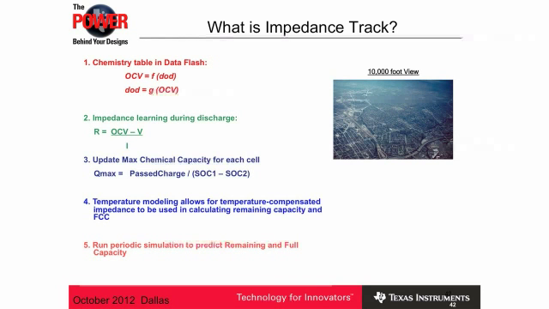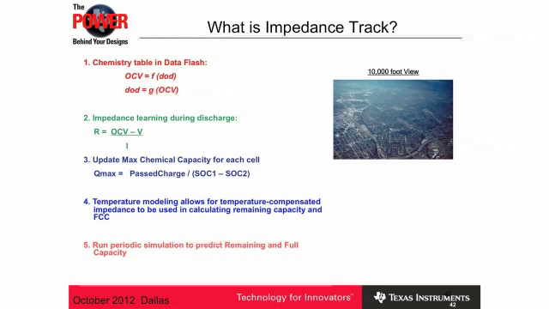This is number three, the major trick, I think, in impedance track. We update the max chemical capacity, the Qmax, for each cell based on this kind of formula. And we'll look at this graphically in a few slides. But remember I said you need to take two measurements of state of charge based on voltage in order to learn Qmax.